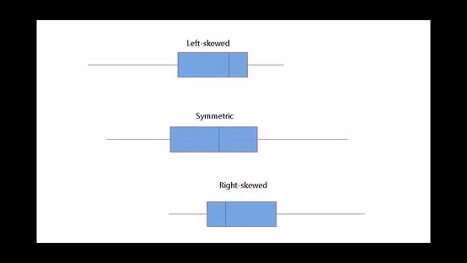So here we see a left skewed graph up at the top, or negatively skewed. Here we see a symmetric set of data. And finally, we see a right skewed or positively skewed data set on the bottom.